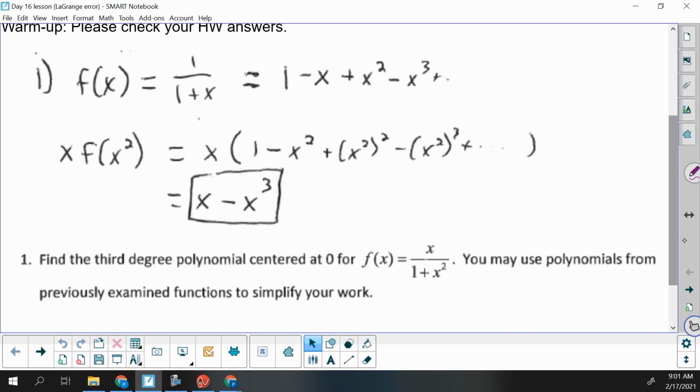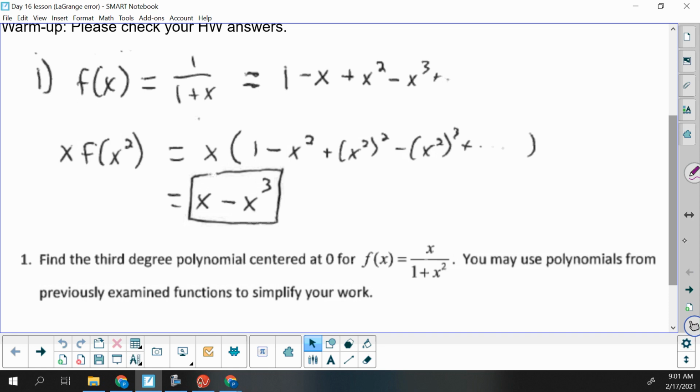So on the first one, we had started the other day with 1 over 1 minus x and saw that that was really our geometric sum formula. So that was just 1 plus x plus x squared plus x cubed and so on. So if you have 1 over 1 plus x, you've subbed in a negative x for that, so we get the alternating signs.